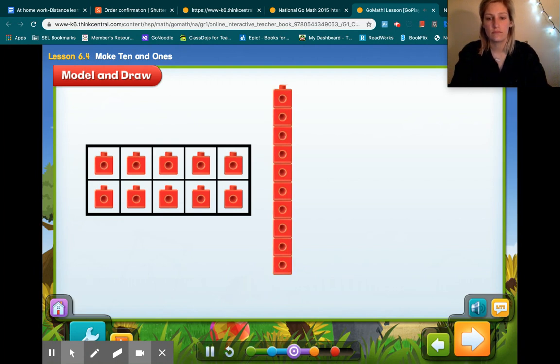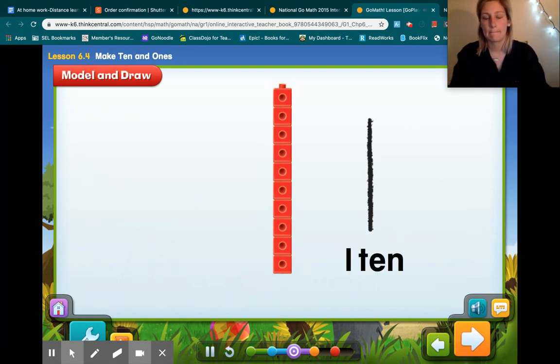Did you know that you can also draw a quick picture to show 1 ten? Click the connected group of 10. So let's see how they draw a quick picture for us to show 10. Use a straight line to show 1 ten. 10 ones is the same as 1 ten.